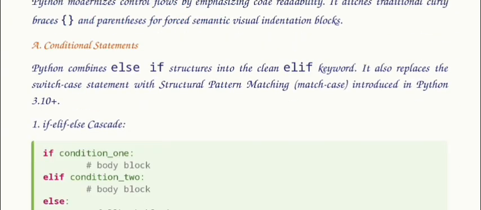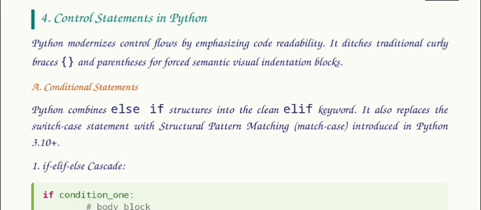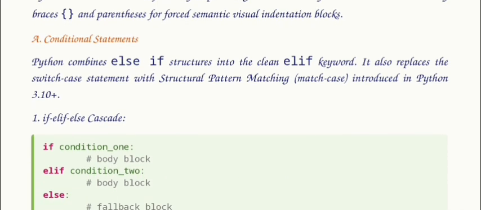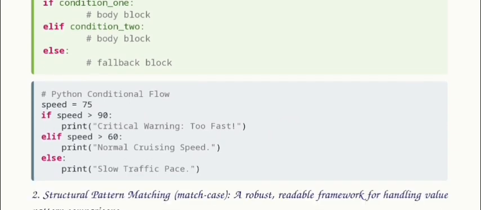Control statements in Python. Python modernizes the control flow by emphasizing code readability. It replaces traditional curly braces and parentheses with forced semantic visual indentation blocks. The conditional statements. Python combines else-if structures into the plain elif keyword. It also replaces the switch case statement with structural pattern match case, introduced in Python 3.10 plus versions. If elif else cascade, and clearly see the syntax provided and the program provided.